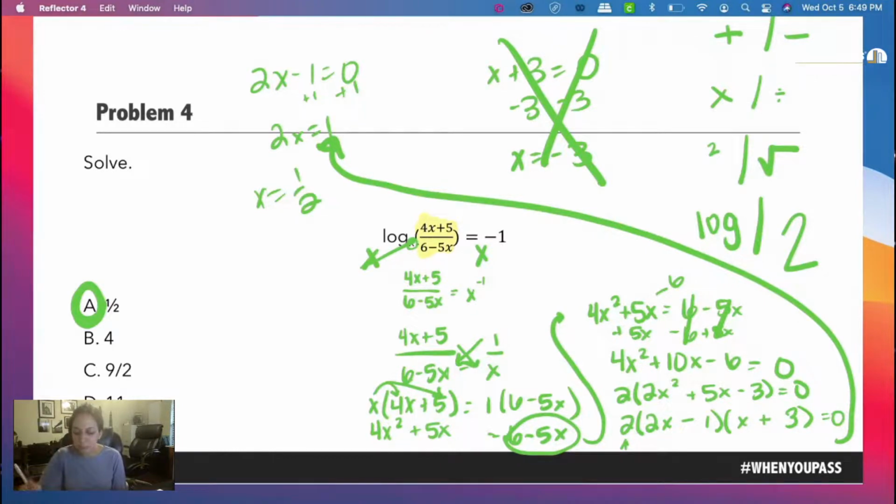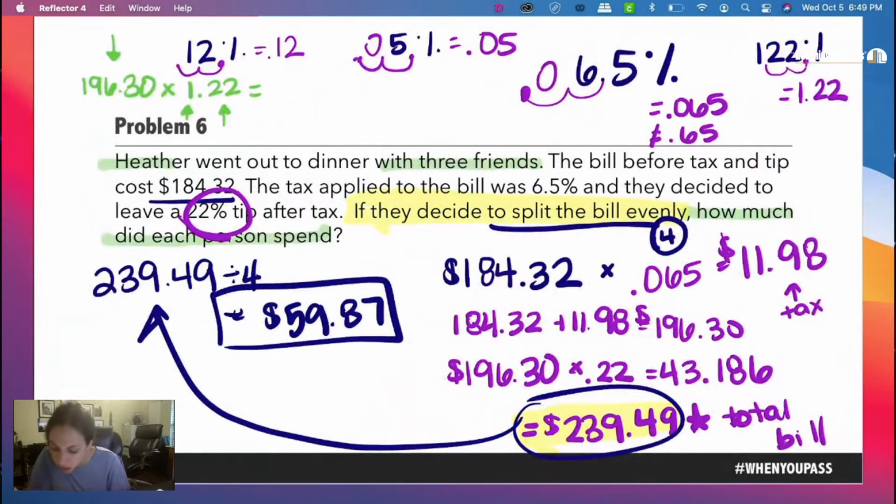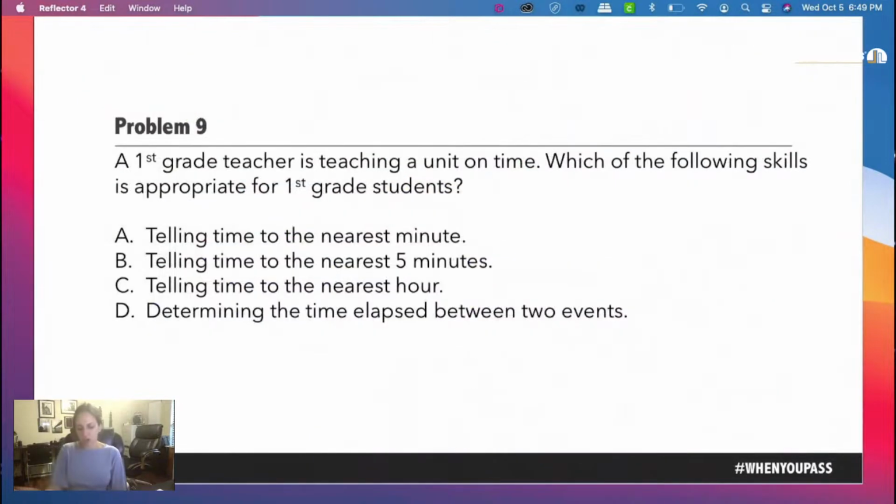All right, let's jump back over to some elementary problems. So this looks like a good one. A first grade teacher is teaching a unit on time. Which of the following skills is appropriate for first grade students? So this is obviously for my K through 6 people or my pre-K through 3 people who are taking that exam. So this is one of those problems.